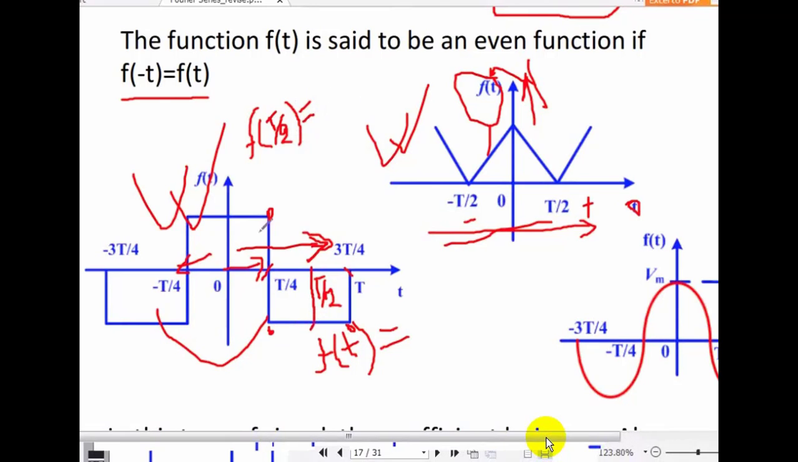Negative a. Consider it is an amplitude. Negative a. Okay? Now you have to consider f of minus t by 2, because it is symmetric distance. Minus t by 2. Where is that value? Minus a, sir. Minus a. Here also minus a.